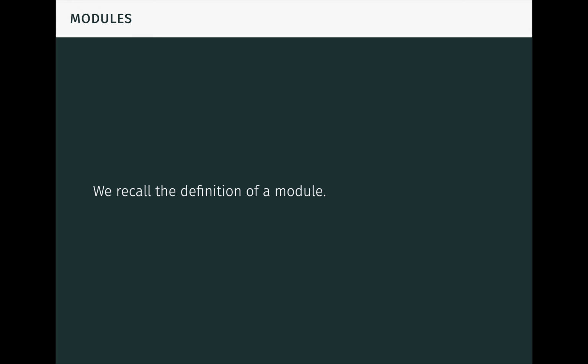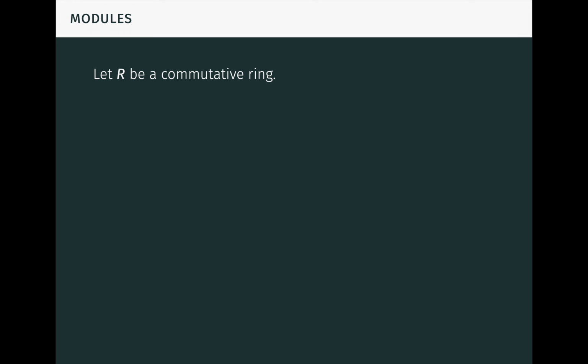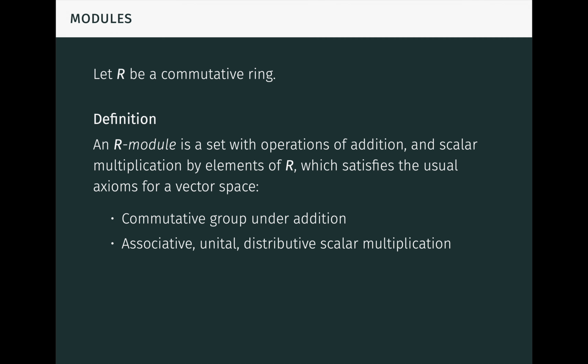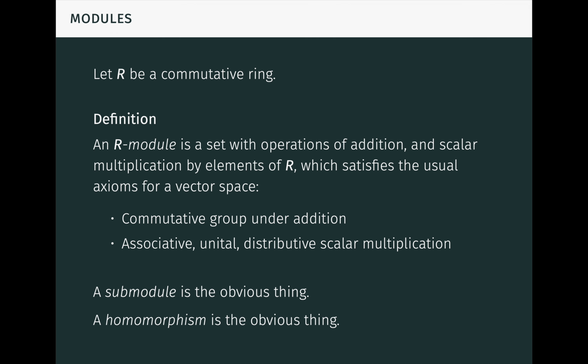To see how, we first recall the concept of a module, which is a generalization of the concept of a vector space and will be useful in our study. Let R be a commutative ring. An R-module is a set together with operations of addition and scalar multiplication by elements of R, which satisfies the usual axioms for a vector space, meaning it's a commutative group under addition and has associative, unital, and distributive scalar multiplication by elements of R. Importantly, we're not assuming that we can divide by non-zero elements in R. If we can, then R is a field, and an R-module is just a vector space. A submodule is defined in the obvious way, and so is a homomorphism.